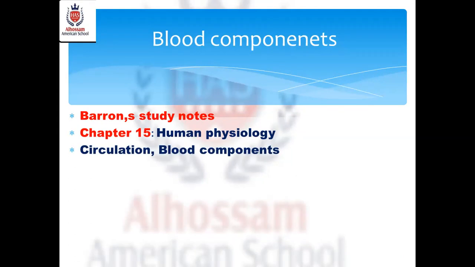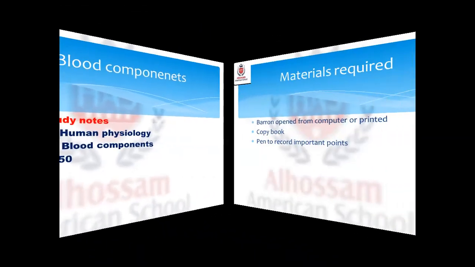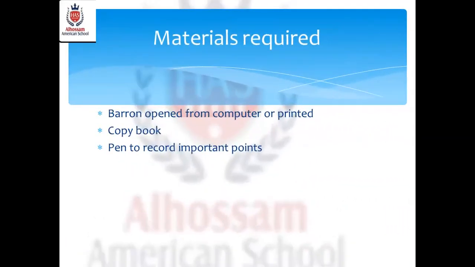Today we are going to talk about the circulation, part of it, which is the blood components, from page 248 up till 250. Again, I need you to open your parents in your computer or printed. I need you to have your copybook and a pen to record the important notes that we are going to talk about.